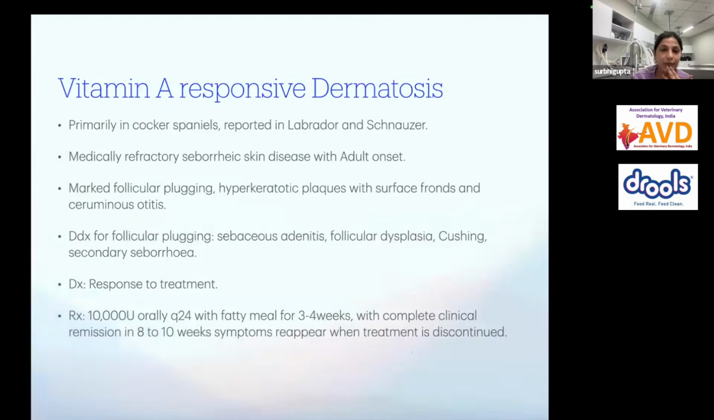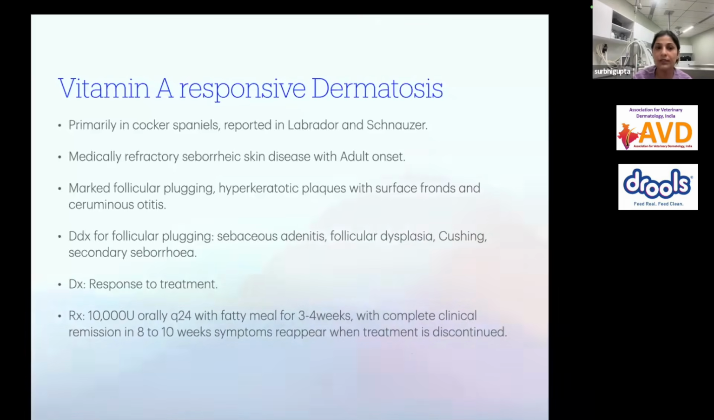Another condition which comes into the picture is vitamin A responsive dermatosis. This is not actually a deficiency of vitamin A. This is basically seen in cocker spaniels or Labs which have these seborrheic diseases, but now their disease is refractory to topical treatment, so they have to be managed with systemic medication. That is vitamin A. The moment you give vitamin A, they become much better.